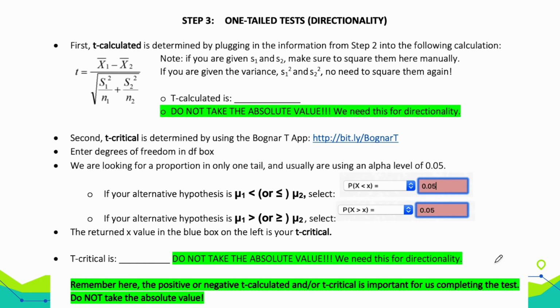So remember here, the positive or negative t-calculated or t-critical values are important for us completing this test, so do not take the absolute value of either of them.